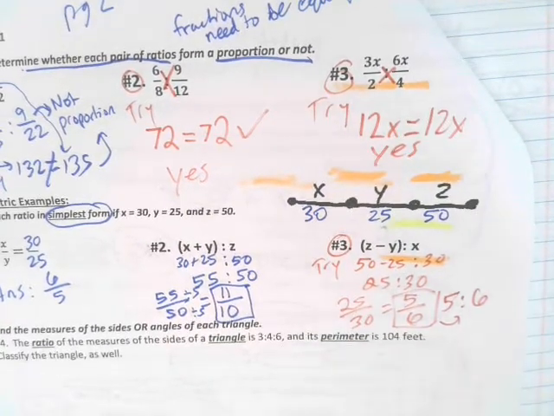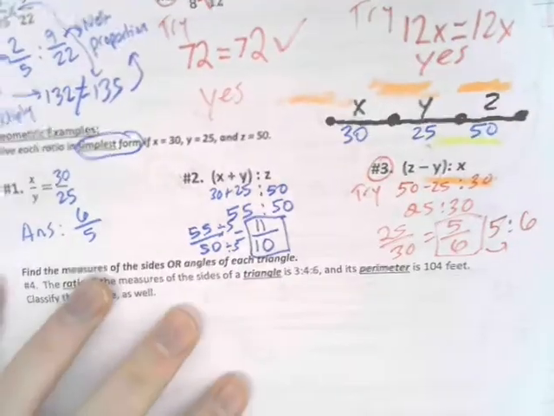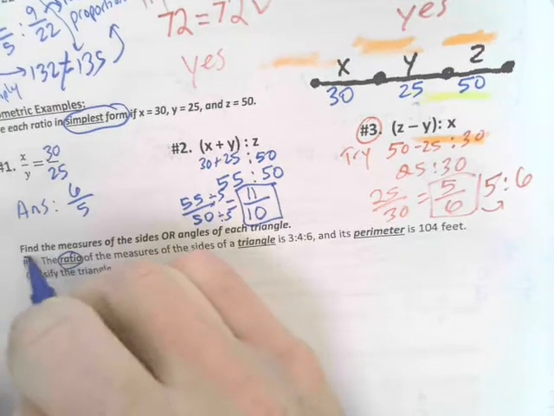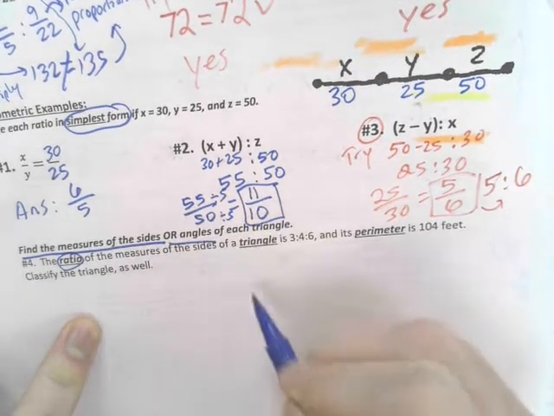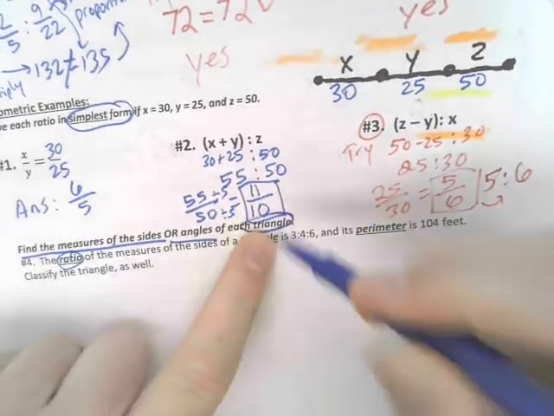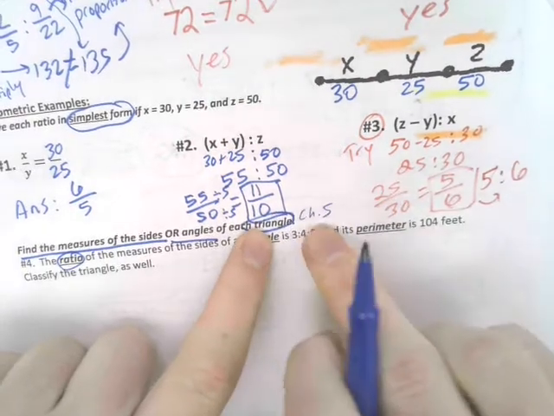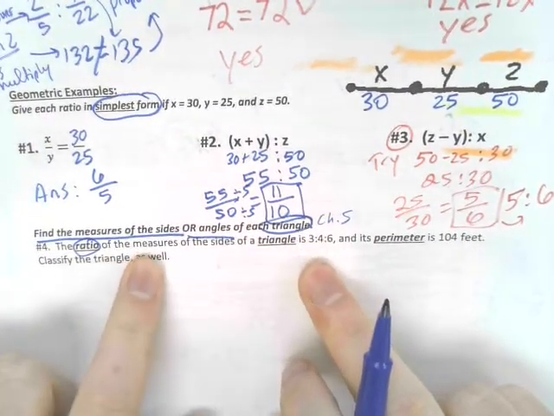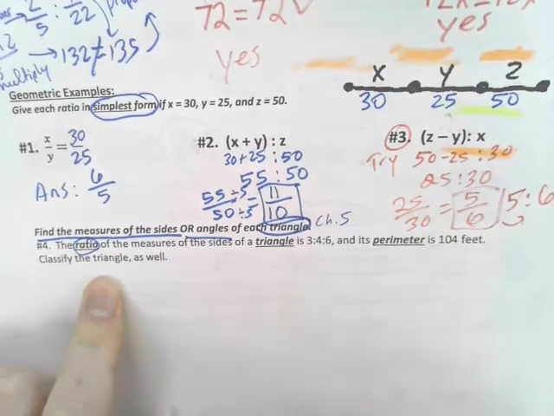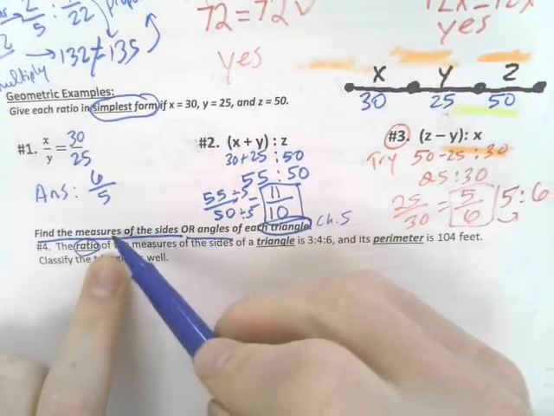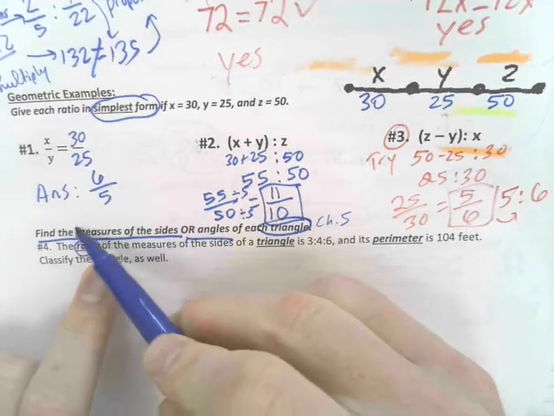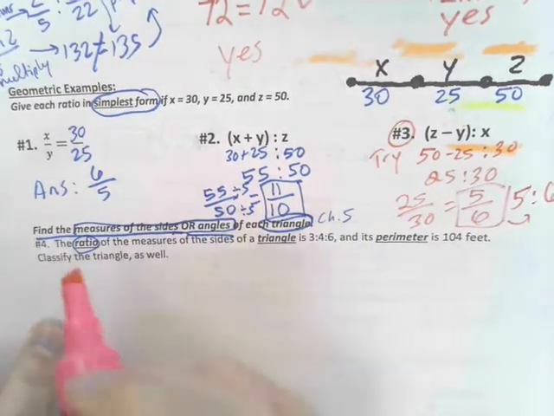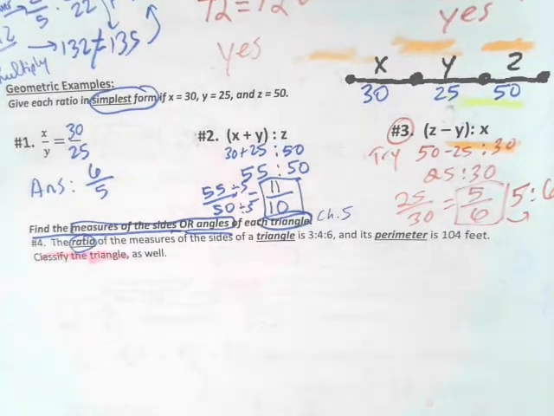All right, and so let's finish up video 1, guys, by talking about how we can use ratios to help us find the measures of sides or angles. Hey, and we're throwing it back to chapter 5 here, little chapter 5 throwback. We want to find the ratio. We want to find the sides. So again, or angles. That's our mission. And then on top of that, we also want to classify the triangle.